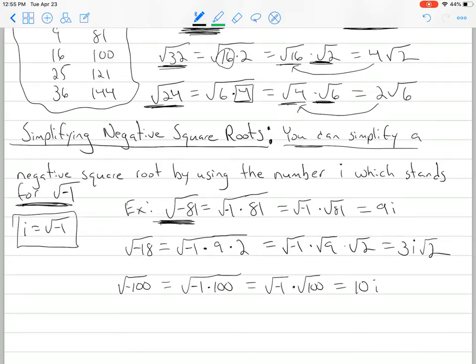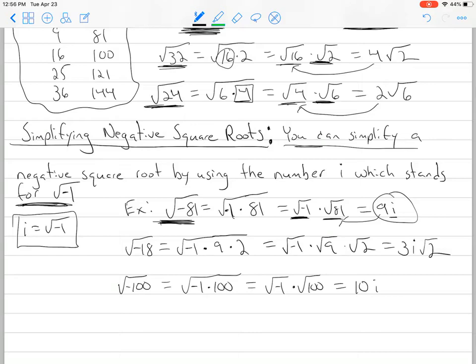We know good and well that we can't do that because 9 times 9 is not negative 81, and negative 9 times negative 9 is not negative 81. So I break it down. I get negative 1 times 81, which just like we did up on top, I could break into the square root of negative 1 times the square root of 81. 9 is the square root of 81, and the square root of negative 1 is i. So this final answer is 9i.